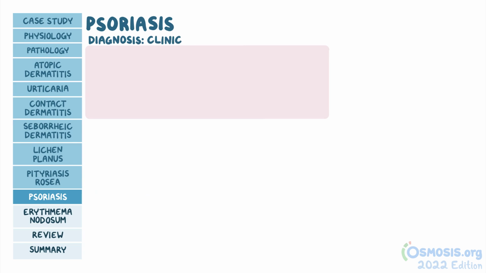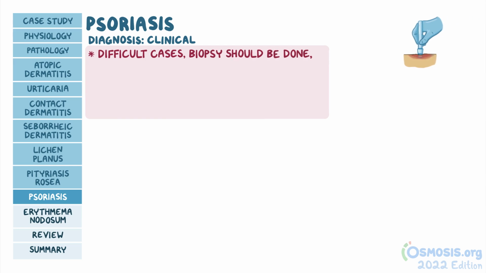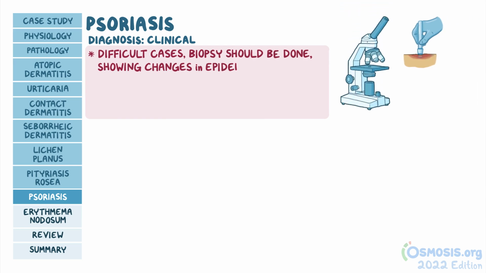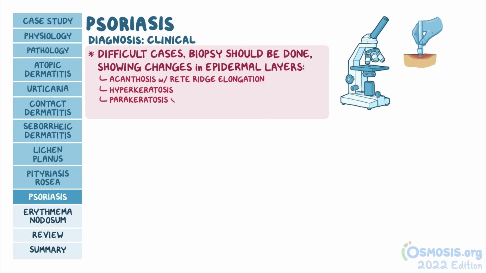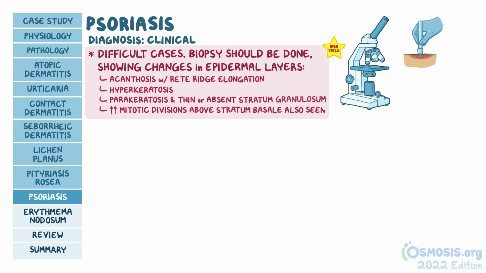Diagnosis is mainly clinical, but in particularly difficult cases, a tissue biopsy should be done, showing the classic changes in the epidermal layers. So acanthosis with rete ridge elongation, hyperkeratosis, parakeratosis, and thin or absent stratum granulosum. Increased mitotic divisions above the stratum basale are also often seen.